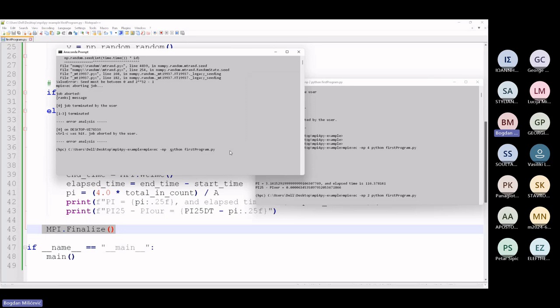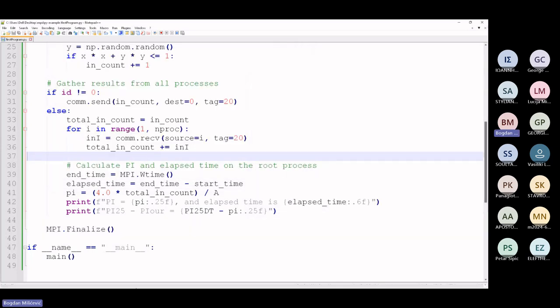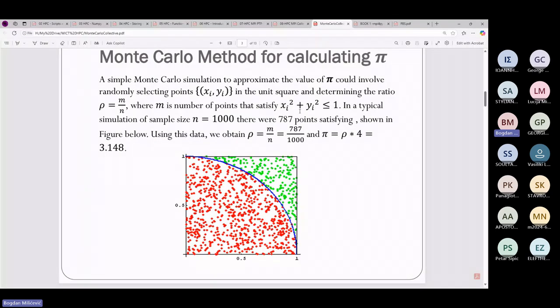Our goal is to make the program run faster, especially when we have a lot of data. So this is, I think, the ending of point-to-point communication. All of these programs that we wrote with point-to-point communication can be implemented more efficiently using collective communication. We will try to improve this Monte Carlo method with collective communications.